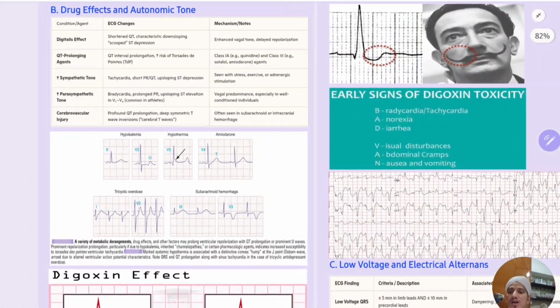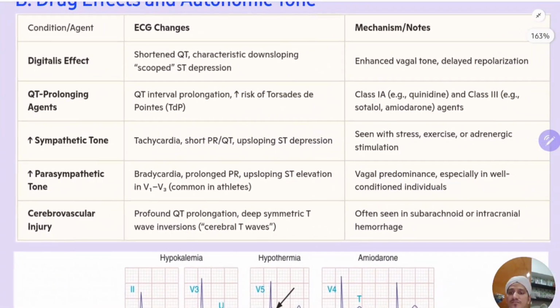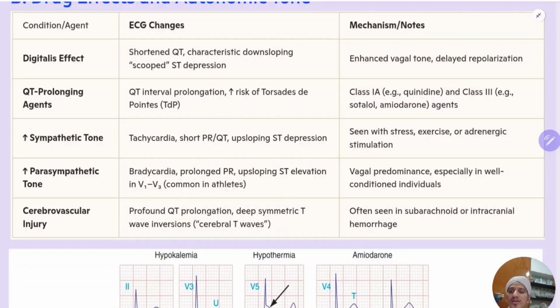Okay, so now we will see some other things. QT prolonging agents, you will see QT prolongation, and there will be increased risk of torsades de pointes. Which class of drugs? Class 1A antiarrhythmic, Vaughan-Williams classification. Example quinidine, and procainamide is also one. Class 1A, not 1C, so it is 1A quinidine, and class 3 like sotalol, amiodarone, they are potassium channel blockers, and class 1A is a sodium channel blocker. So these two will cause QT prolongation.